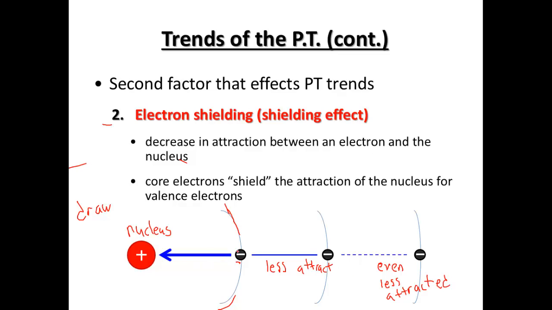So the further out the electrons are, energy level 1, energy level 2, energy level 3, and it goes on. Every time we go further away from the nucleus, these electrons shield the attraction of the nucleus to the outer energy level. So the core electrons, the electrons in the inner levels, are going to shield or make these ones even less attracted to the nucleus.